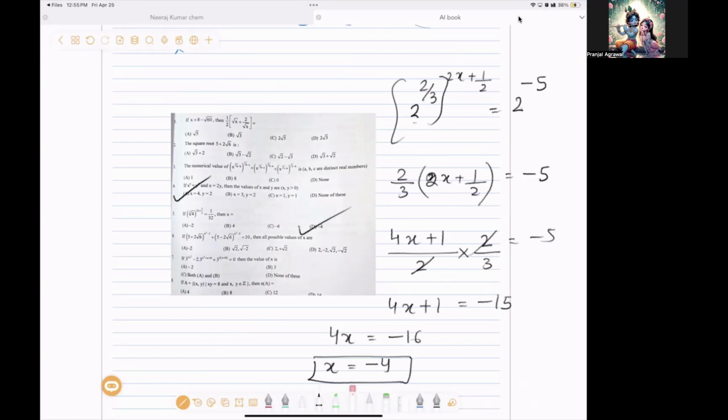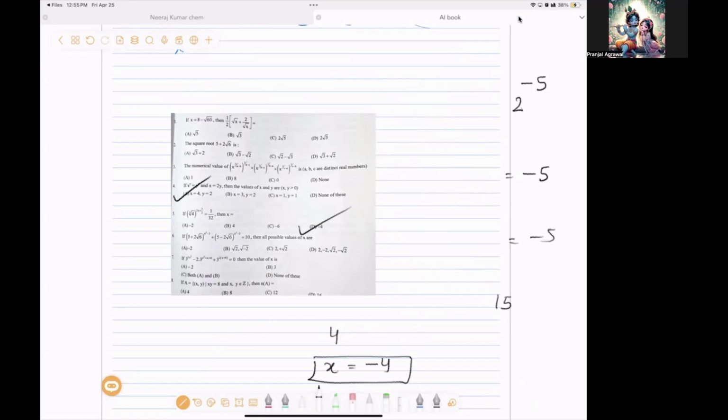Now, in question number 6, so we see, let's assume y is equal to (5 plus 2 root 6) to the power (x square minus 3). Now you see, if we write 1 by (5 plus 2 root 6), then what will it be?